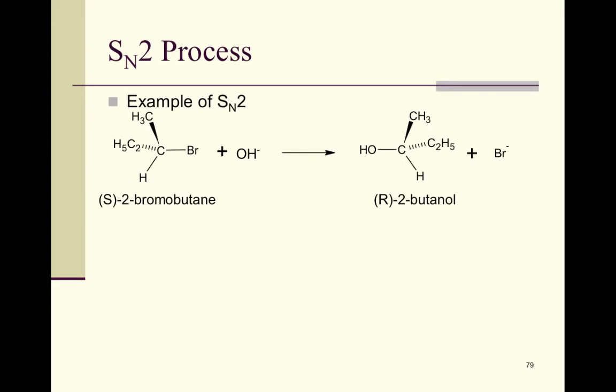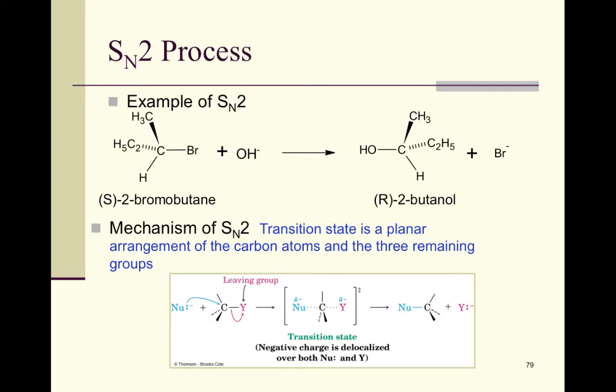Here's an example of an SN2 reaction with inversion. Our nucleophile, OH, attacks from the backside here. It's going to cause these groups to flip over. The OH is attached, the Br is separate. We went from an S to an R. Let's look at the mechanism for SN2 to get a better idea of why we get an inversion.